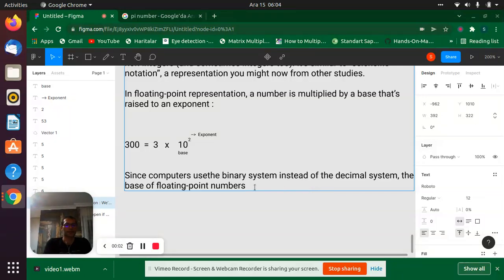Anyway, this is the same lesson we are going on again. The base we use here for floating point numbers is 2 instead of 10. Yes.